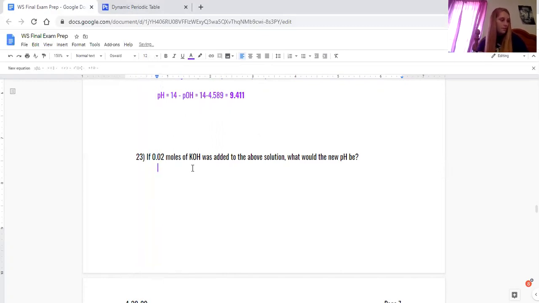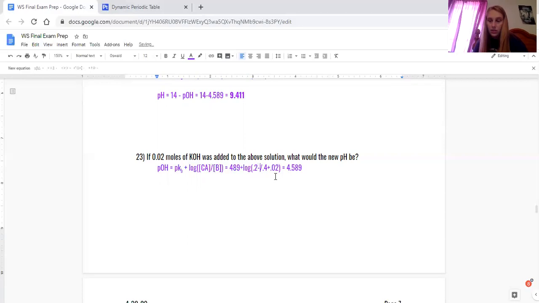Okay, so we're going to start with that, right? Okay, but so we're adding 0.02 moles of KOH, right? So this is a strong base, so it's going to completely dissociate. So that means we have 0.02 moles of OH minus is what that's going to end up causing. So that means we're going to have more of our base here. So we're adding to this plus 0.02.